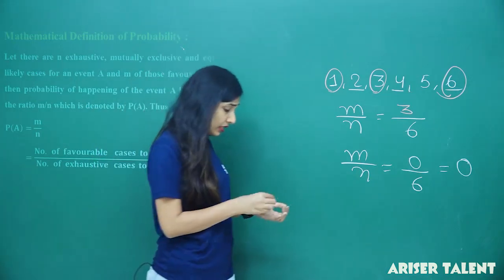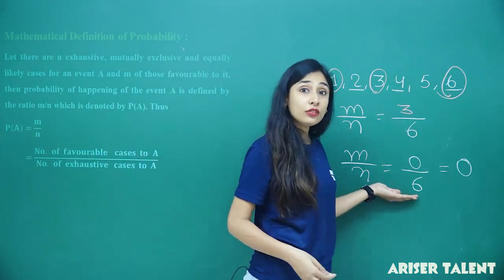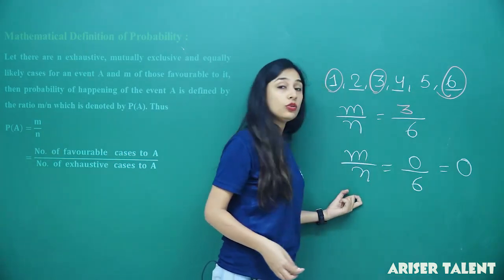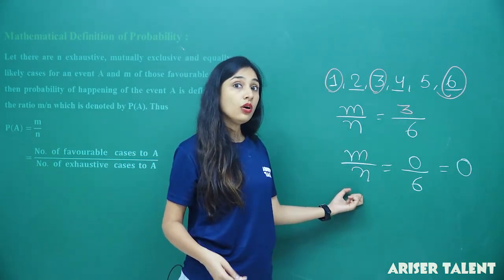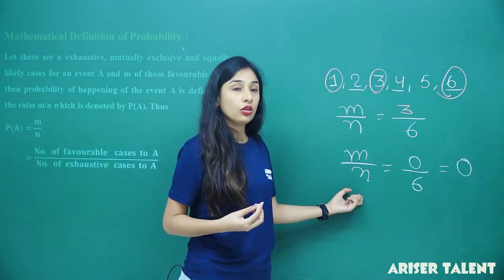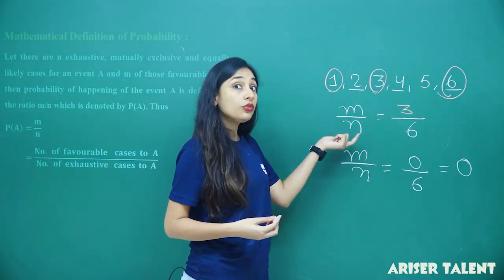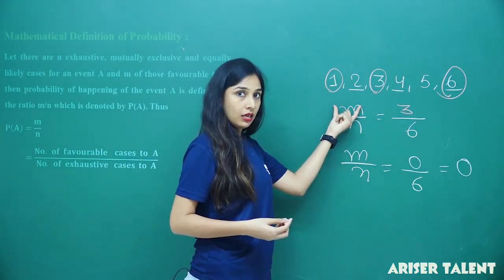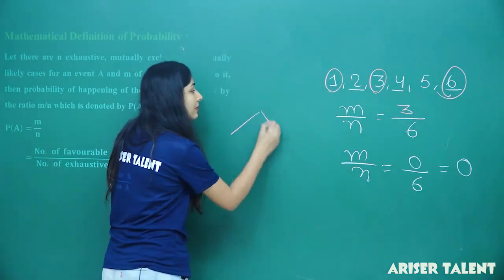Okay. Now can it be in negative terms also? No, it cannot be negative. This m by n value cannot be negative. Now what will be the maximum value? Look, the total numbers are n. So favorable. There are some circumstances.